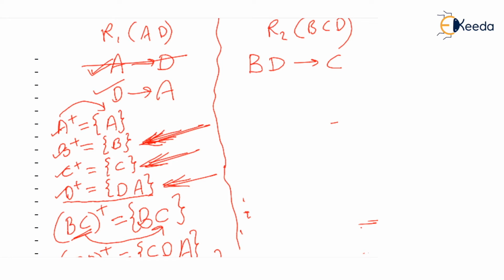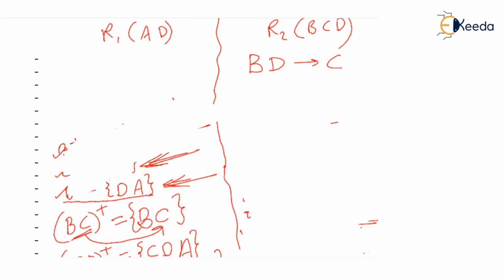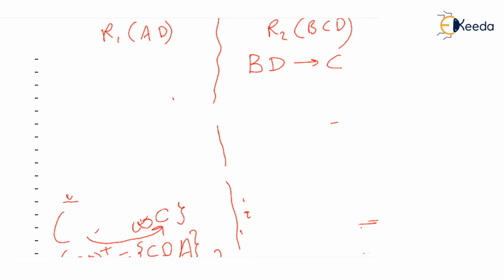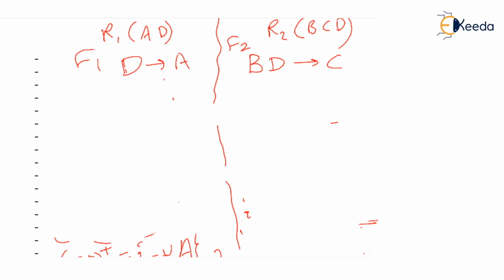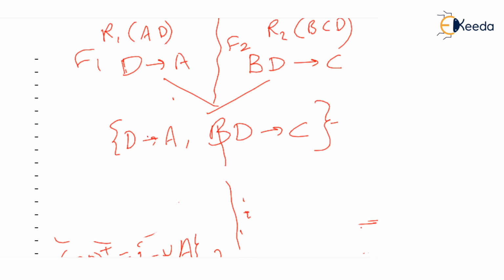And what about the first table? Only this second dependency, D determines A, is satisfied. So I'll just clean out a few things. Now let's call this set F1 and this set F2 and take the union of these two. So we will have D determines A in the union and BD determines C in the union. Now, can F1 union F2 together determine all the original dependencies?